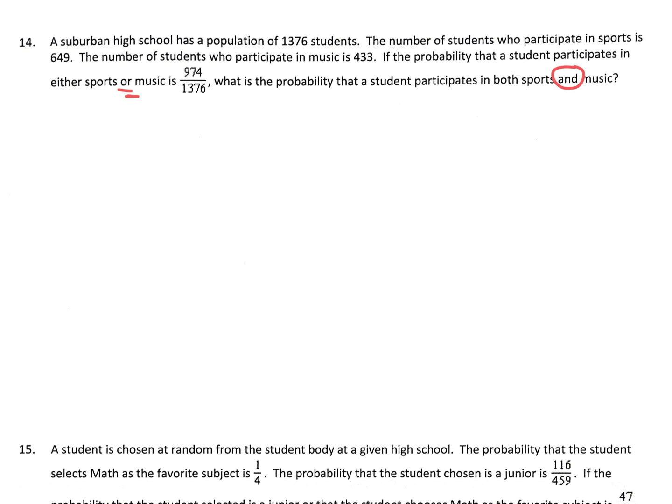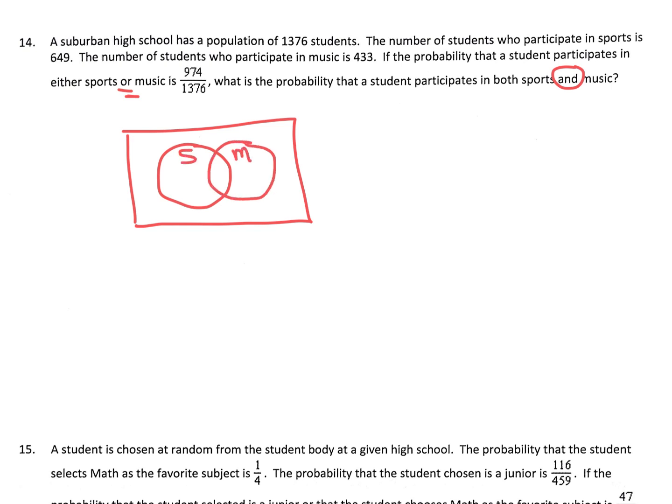Well, you could do this either through a Venn diagram or through the formula. So if we did this through a Venn diagram, this will be sports, this will be music. We know this is the total number of students in the school. 649 total students play sports. 433 total students are in music. And then the or: these three circle numbers would make up the or, so they have to add up to 974. Basically, this plus this plus this is supposed to equal 974.